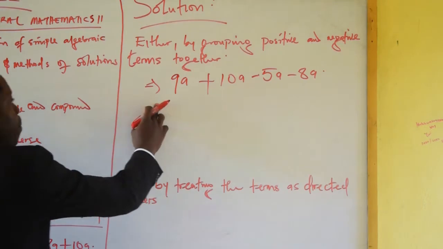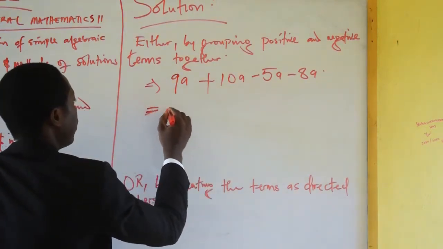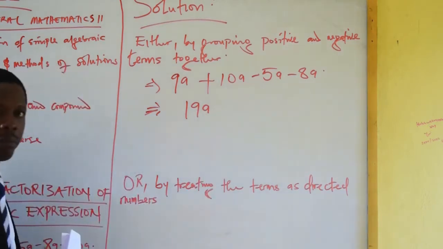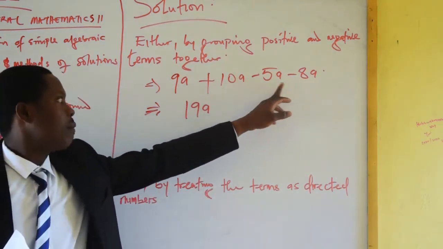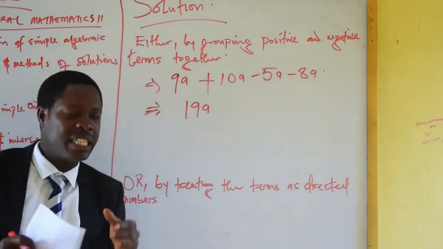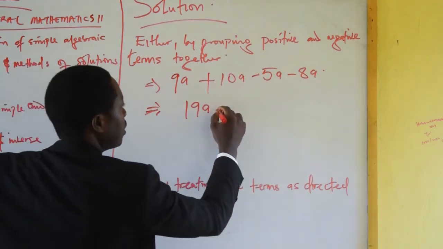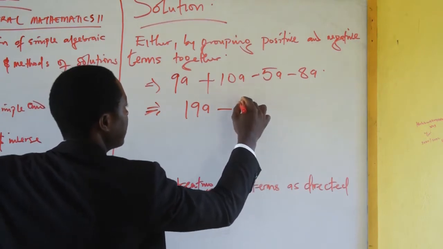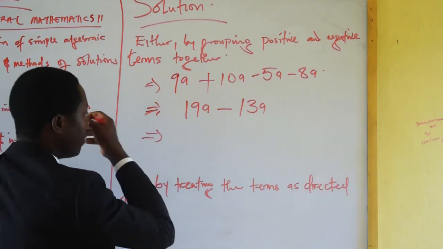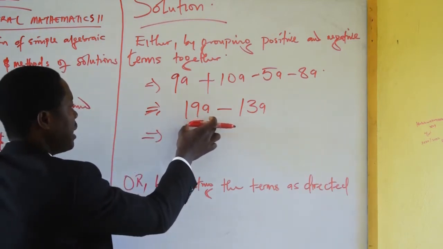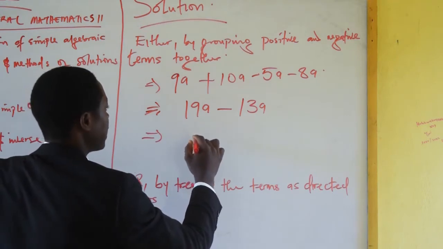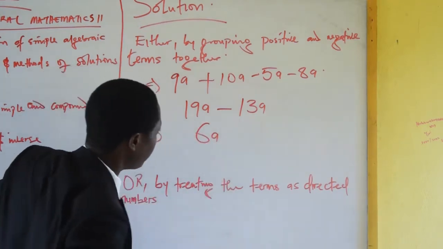Now 9a plus 10a, that will give us 19a. Is that okay? Then negative 5a and negative 8a will give you negative 13a. Is that okay? Now, solving it finally, 19a minus 13a, that will give you what? 6a.